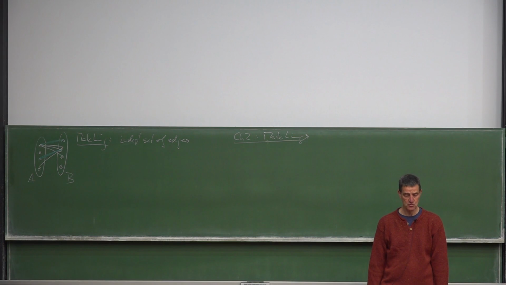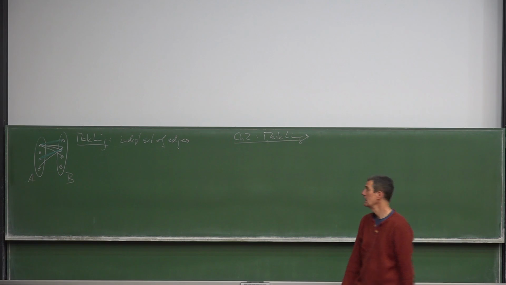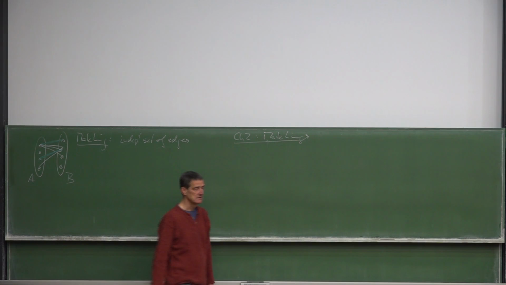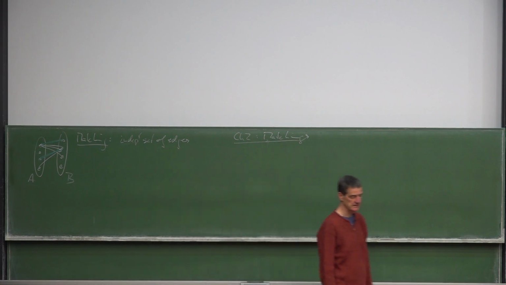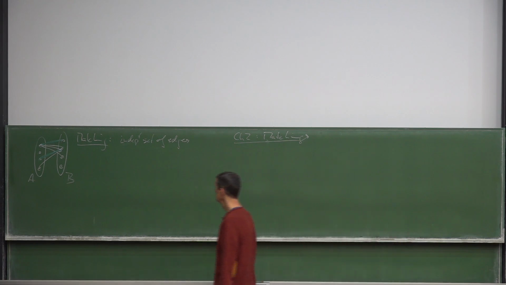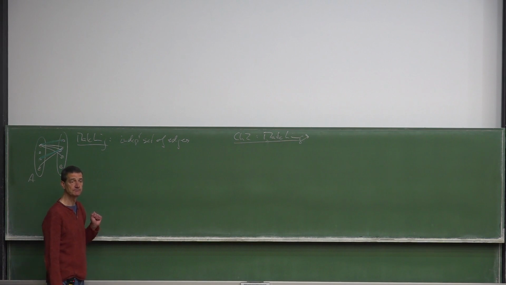Now, for today, all graphs we consider will always be bipartite, and they will have classes A and B. And then let's address the practical question first. How can we find a matching of maximum size, right? As many independent edges as possible?